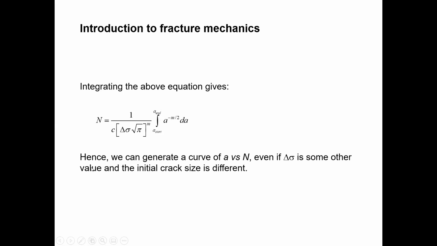So you can generate a curve of n, even if delta sigma is some other value, and then the initial crack size is different. Definitely. So if there is a different function, the initial crack size is different.